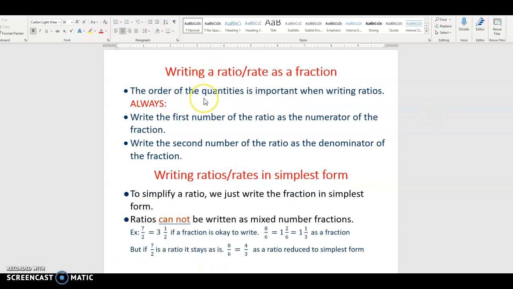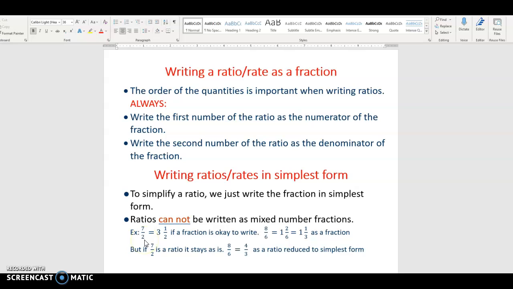One of the things that was not really covered in your TEAS textbook, but is really important, is writing a ratio or rate as a fraction. It says the order of the quantity is important when writing ratios. So you got to write the first number of the ratio as a numerator, and the second number is going to be your denominator. And to write ratios and rates in simplest form, you just simplify this as you would a fraction, except ratios cannot be written as a mixed number fraction.